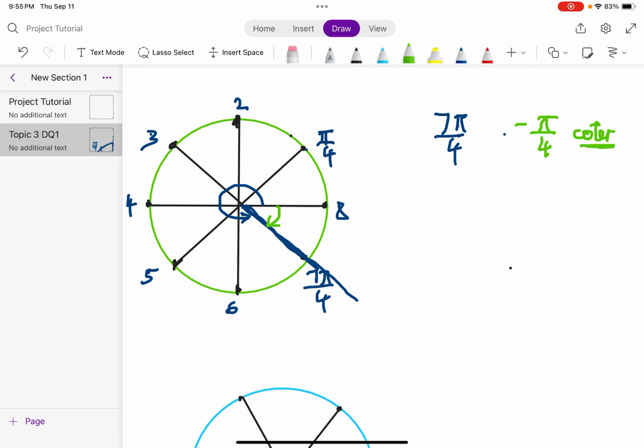So notice that I don't even need to do the math. But if you want, you can take 7 pi over 4 minus 2 pi and do the math. But from the graph, I can easily see it. I don't need to do the math there. I can find another coterminal angle. Remember, we have many coterminal angles. As long as it's lying on the same location, that is called coterminal angles.